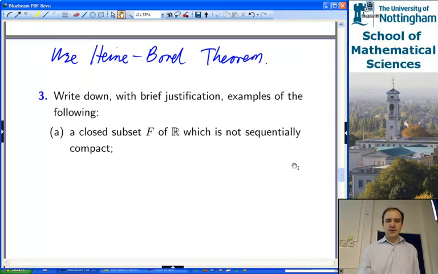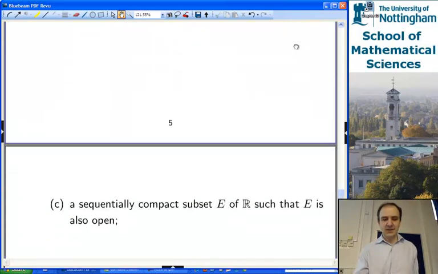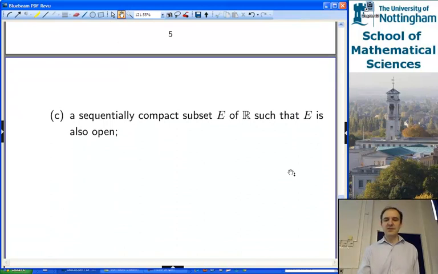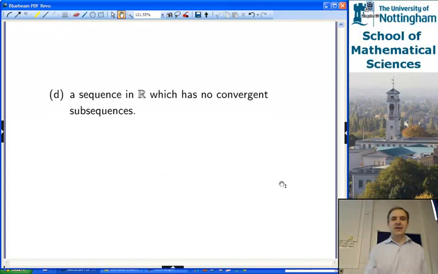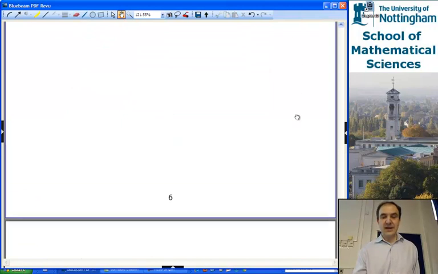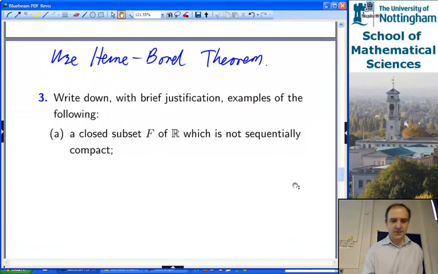So, A: you want a closed set which is not sequentially compact. B is a bounded set which is not sequentially compact. C, a sequentially compact set that's also open. And D, well, that's something else: a sequence which has no convergent subsequences. And that will do for question 3. Okay? So what I'll do, I'll pause there and see if people can think up some examples of those.